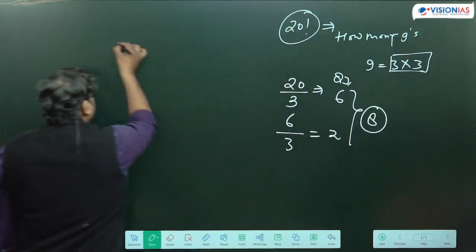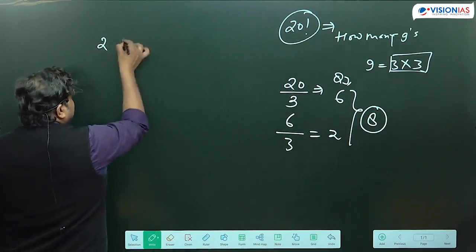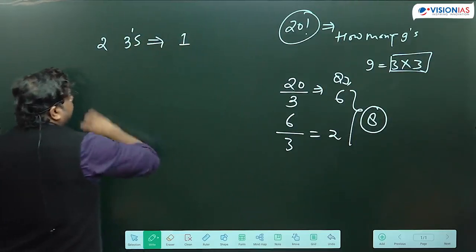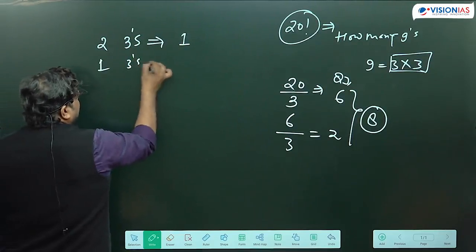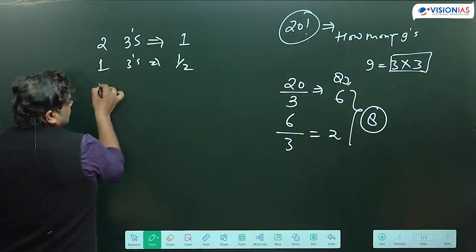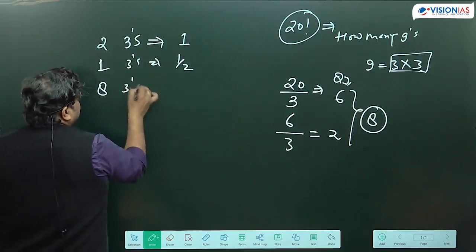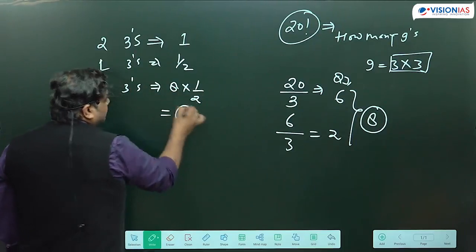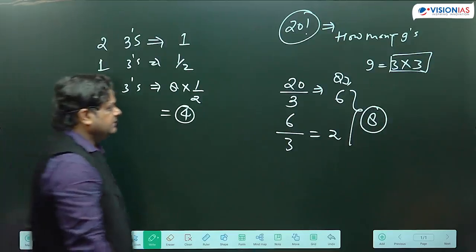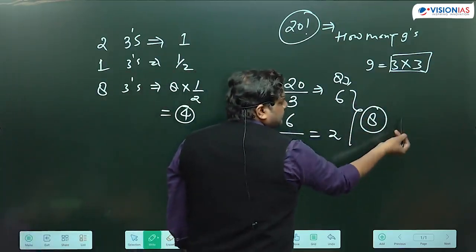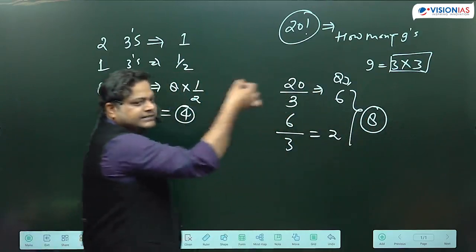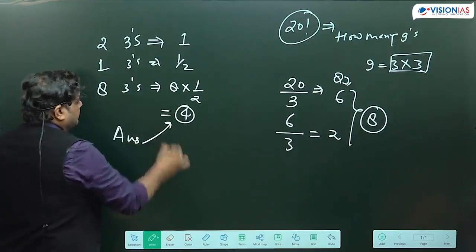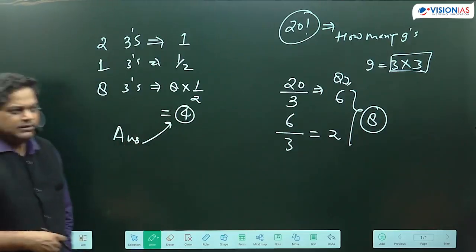So how many, इसको यूनिटरी मेथड से सीधे लगा सकते हैं. 2 3s से we are getting 1 9, तो 1 3 से 1/2. कितने हैं 3s, 8. 8 3 से कितने हो जाएंगे, 8 into 1/2, 4 है ना. सिंपली 2 3 से 1 9, 4 से 2, 6 से 3, 8 से 4. So answer will be 4. 4 9s are there. तो ये थोड़ा सा समझना है.